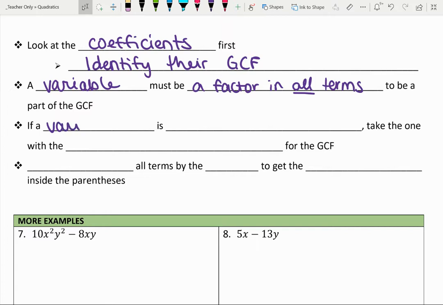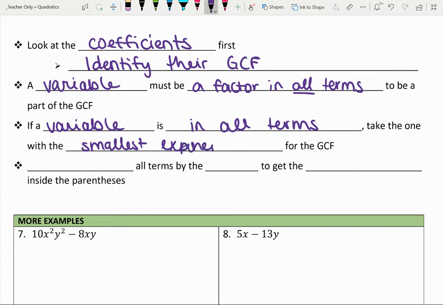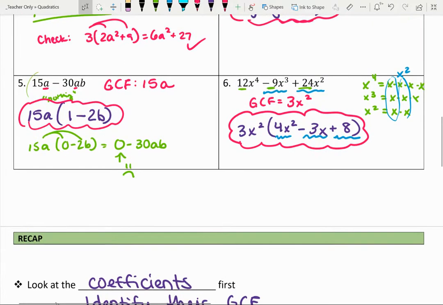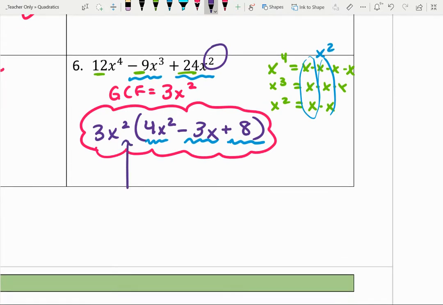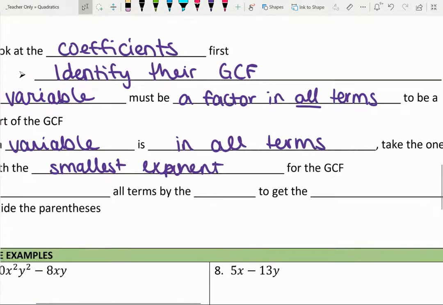So if a variable is in all of the terms, like we said when we first reviewed the greatest common factor, we take the one with the smallest exponent for the greatest common factor. A good example of that is example 6 from up above, where we did have x's in all 3 terms, but the smallest power was a power of 2, which would be the most that they could possibly have in common. And so we put that power of 2 in our greatest common factor.